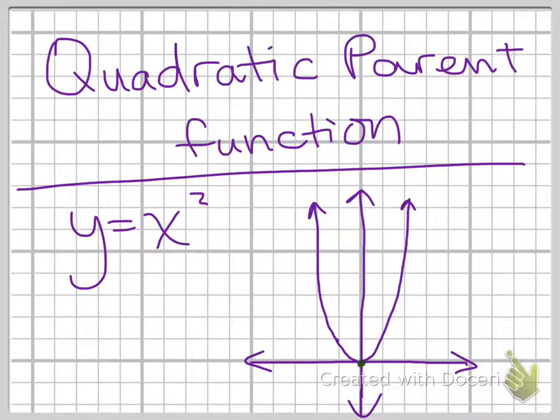Notice that, of course, the parabola goes through 0, 0. It also goes through 1, 1, and negative 1, 1, and 2, 4, and negative 2, 4. And I want to point those out because in a little bit we're going to find the inverse, and I want to show you how that compares. So y equals x squared is our quadratic parent function, so we're going to start by finding its inverse.